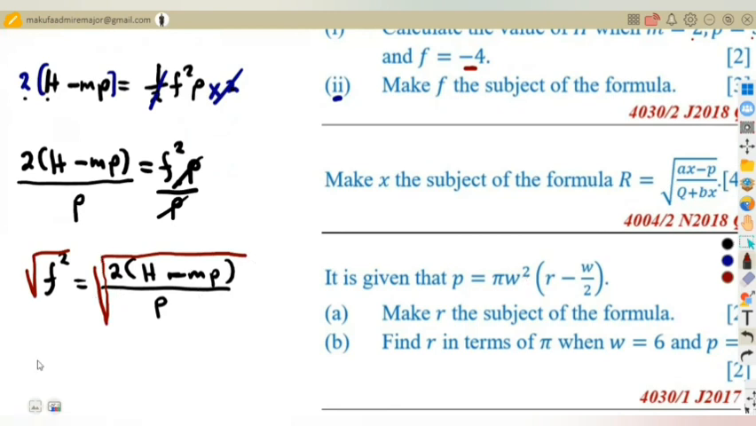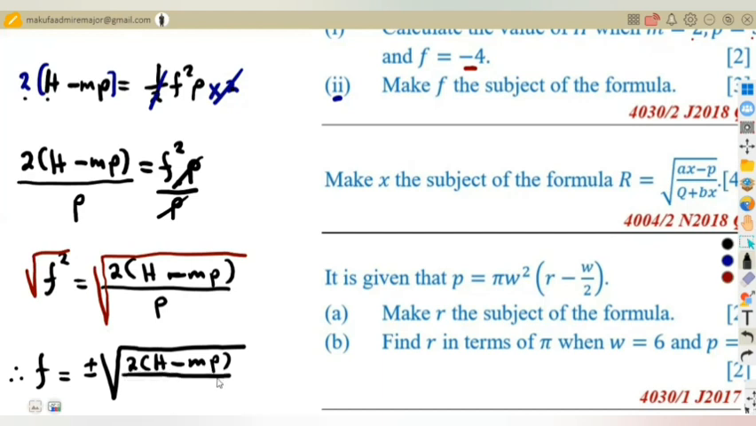So thus we are going to obtain f. Therefore, our f is going to be the square root of the number, and any square root is referred to as a plus or minus. Yes, in terms of change of subject, sometimes they might just mark you, but the square root of any number is supposed to be considered as a plus or minus.